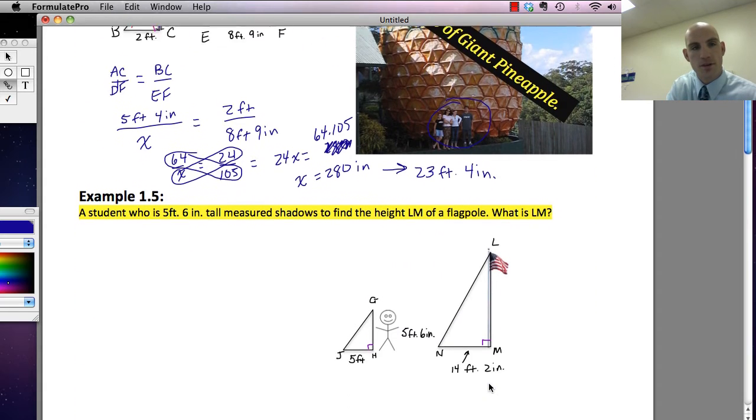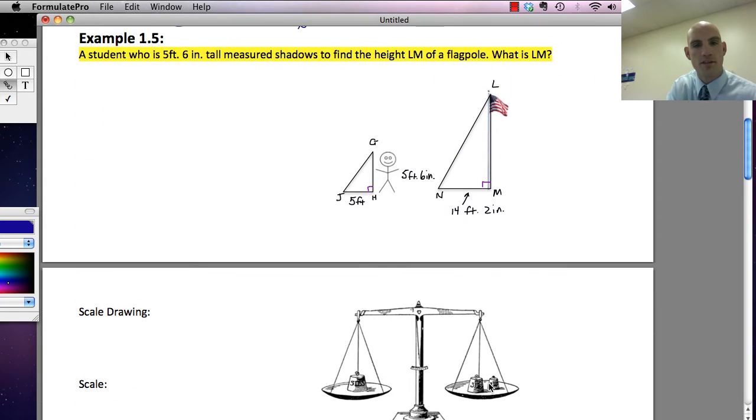So you're going to do a similar thing in example 1.5. In example 1.5, you're going to take a student who's 5'6", who casts a 5-foot shadow, and compare that to a flagpole that's casting a shadow of 14 feet 2 inches. So go ahead and do that one. Use the previous as an example to figure out this one.